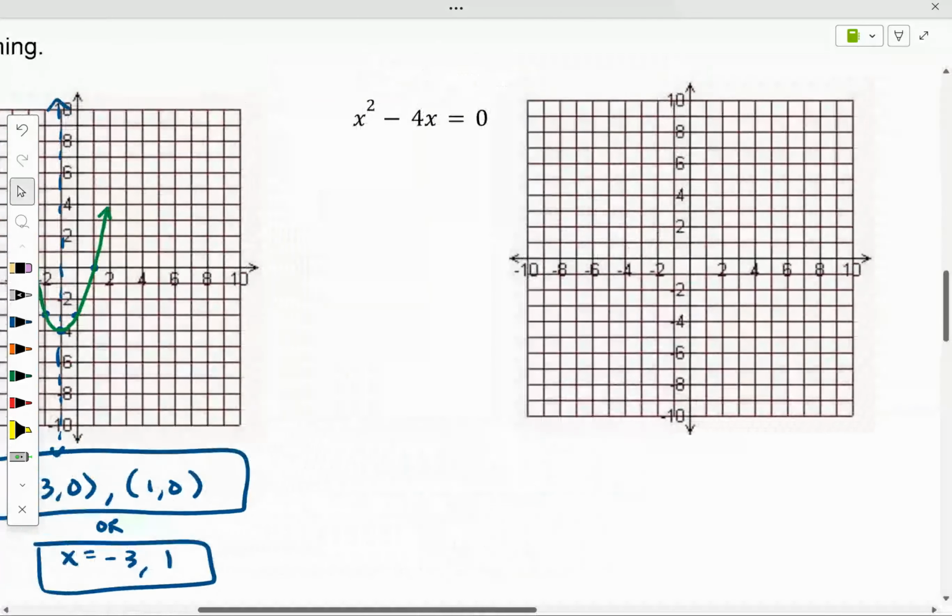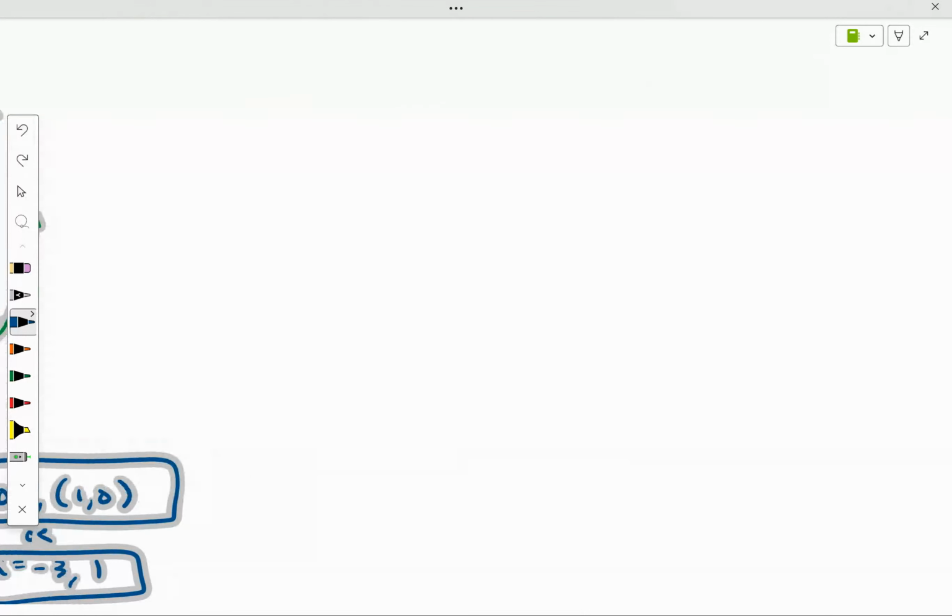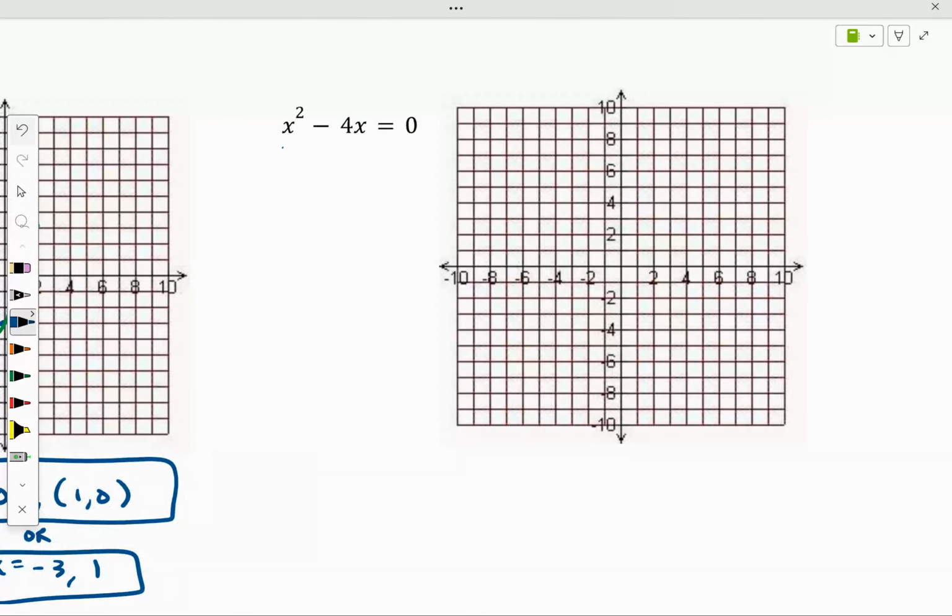So this one here, you might notice that there's only 2 terms. So there's actually something that we can do at the start to make things a little simpler. If you notice, what do these 2 terms have in common? They both have x's. So I'm going to actually factor out an x here. You'll get x on the outside times x minus 4. So this is technically in factored form now. It just doesn't look quite like it.